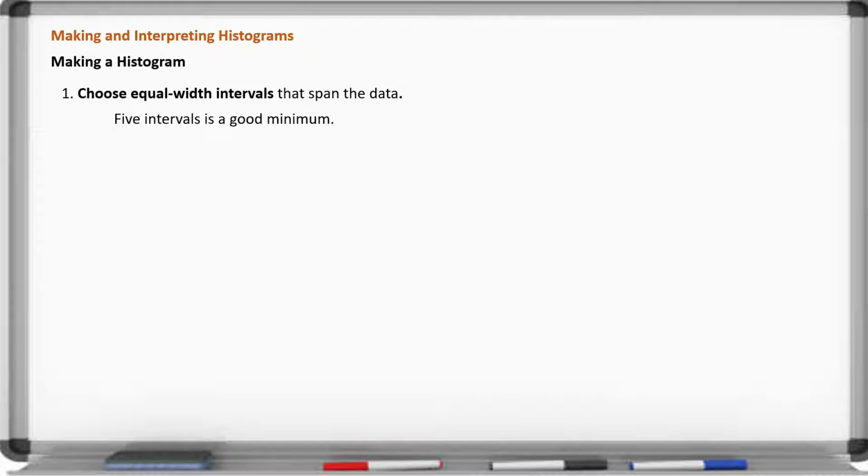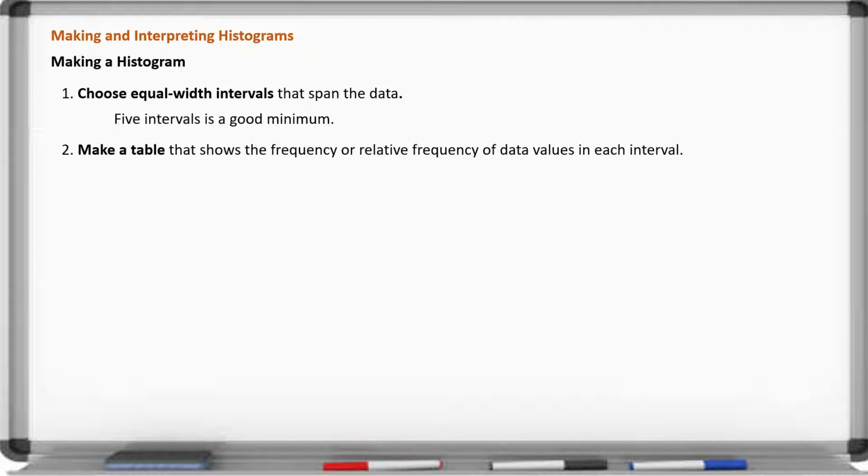So how do we make the histogram? In order to make a histogram, you want to choose equal width intervals that span the entire data. Usually 5 intervals is a good idea for a minimum, so you want to have a minimum of 5 intervals or 5 bars for your histogram. Next, you want to make a table that shows the frequency or relative frequency of data values in each interval. This is essentially a frequency table, however, it's called a grouped frequency table because we're looking at intervals.